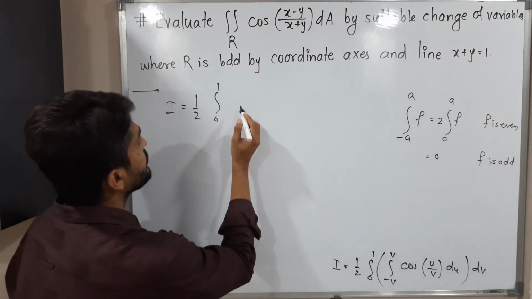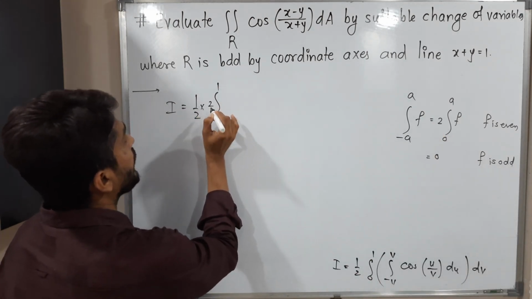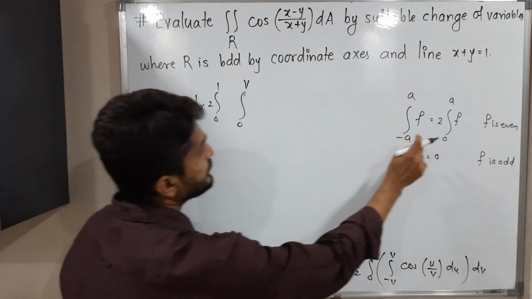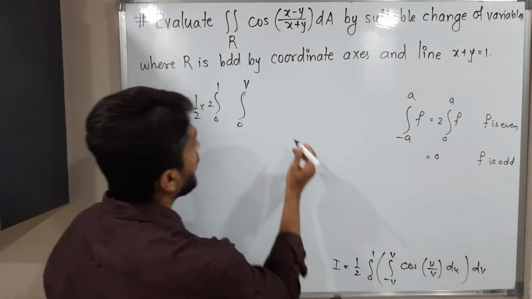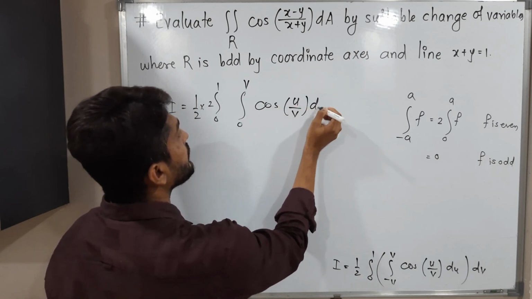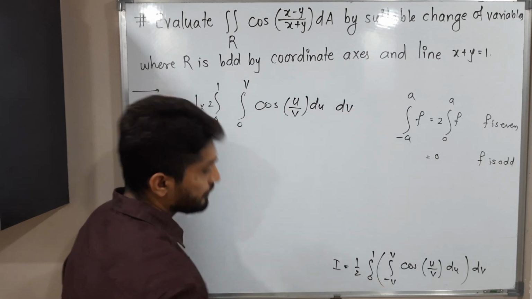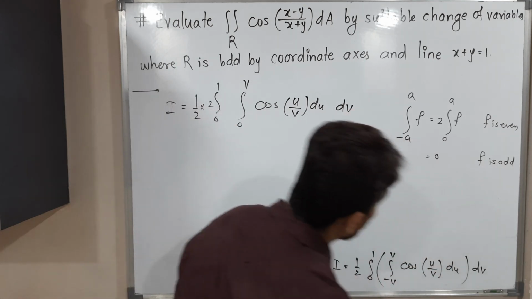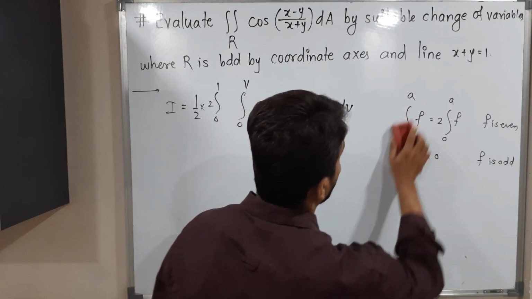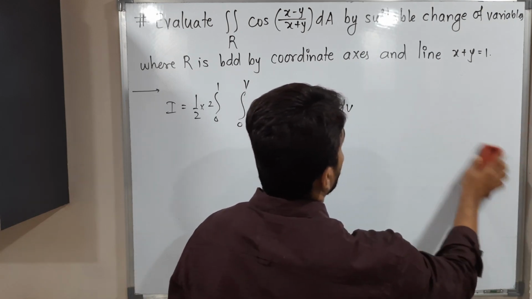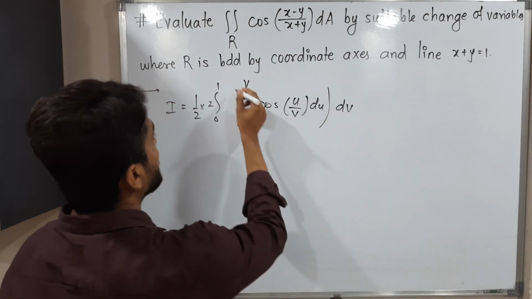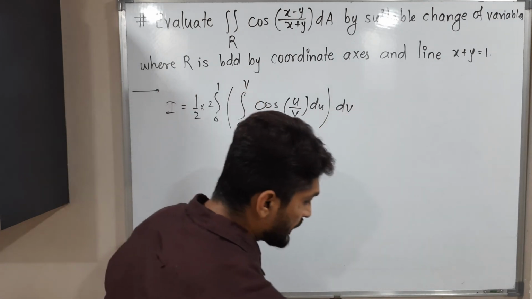So let me write that 2 here. Limits 0 to v; the limit will be changed according to that formula. And cos u by v du and then dv. Okay, so that formula I used. Let me remove that part. Yes, so let us integrate. This 2 will get cancelled.